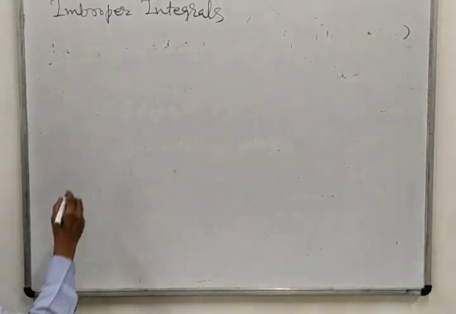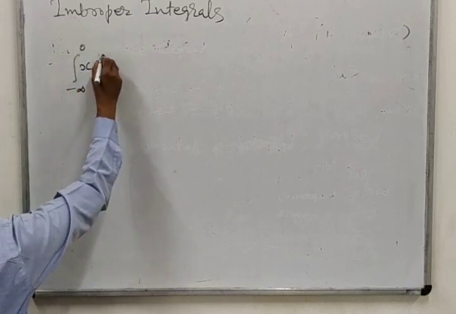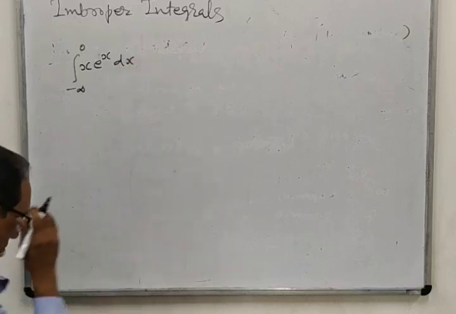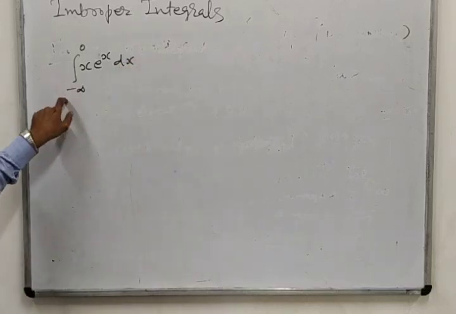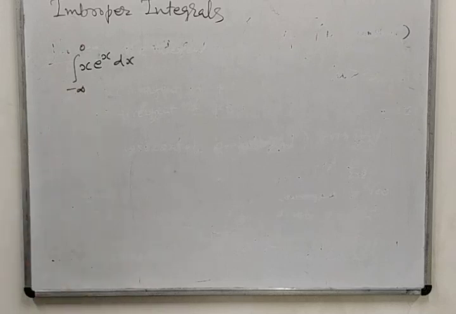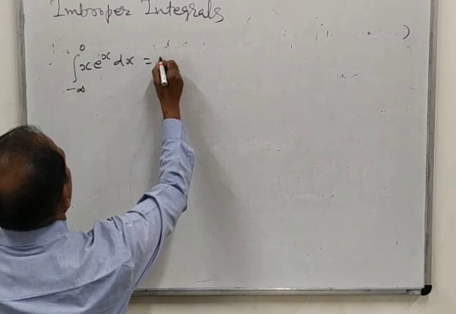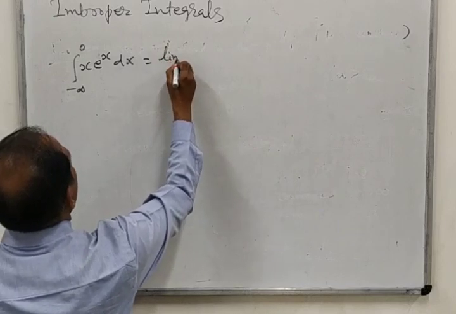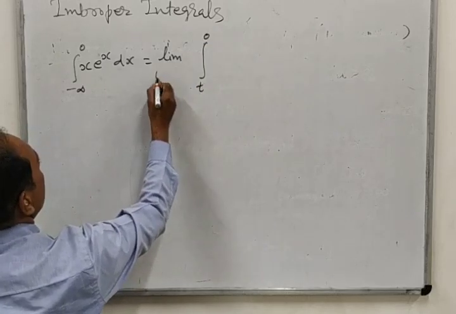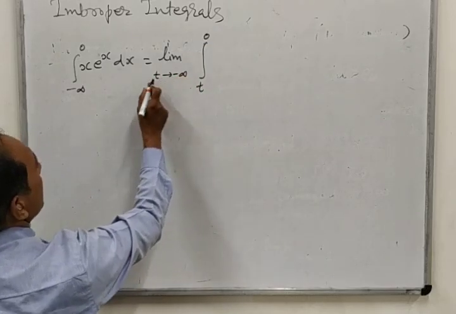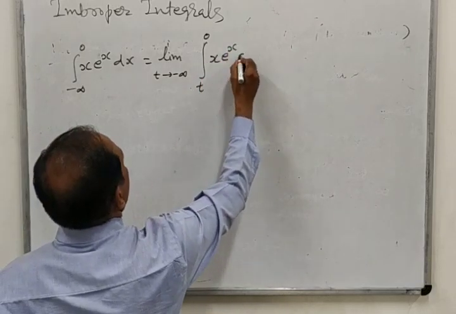Another example: evaluate the integration of minus infinity to 0 of x e raised to x dx. Here we can see that it is also an improper integral because the lower limit is minus infinity. So we will convert this into the form of t. Wherever minus infinity is there, we will write t, and so t tends to minus infinity, of x e raised to x dx.